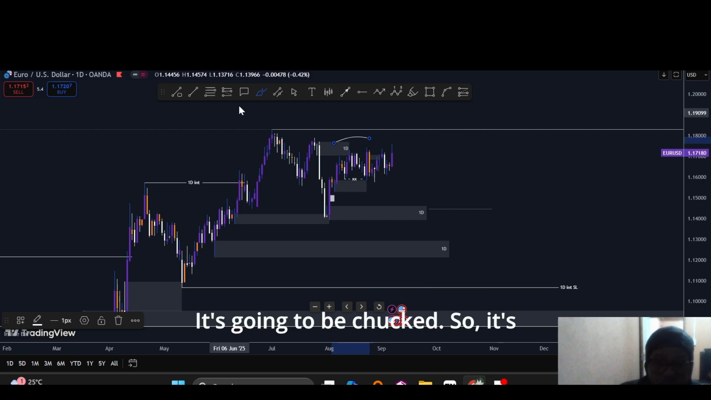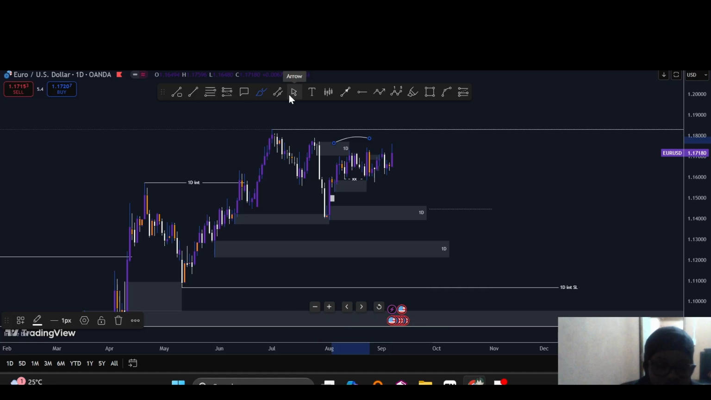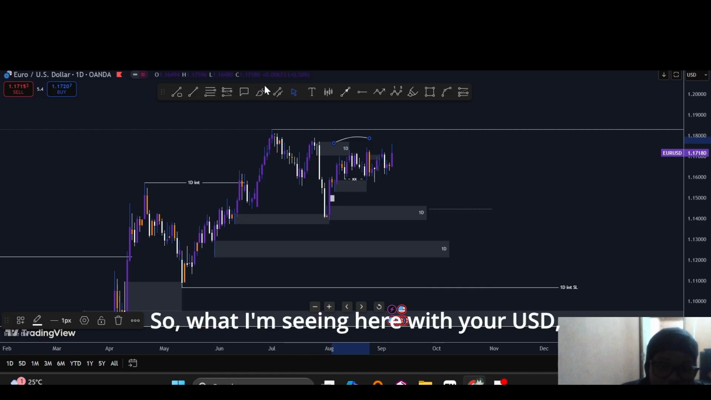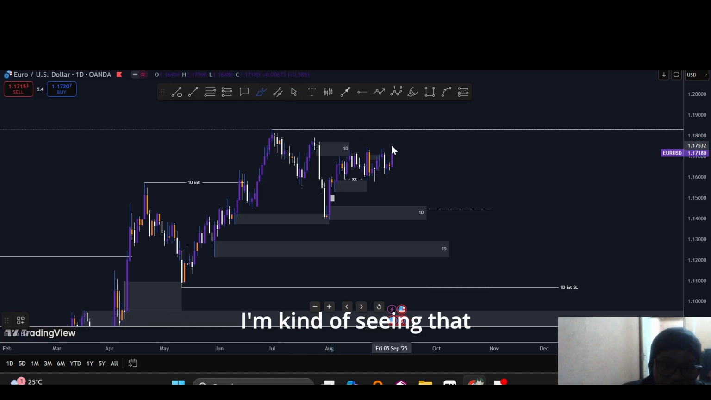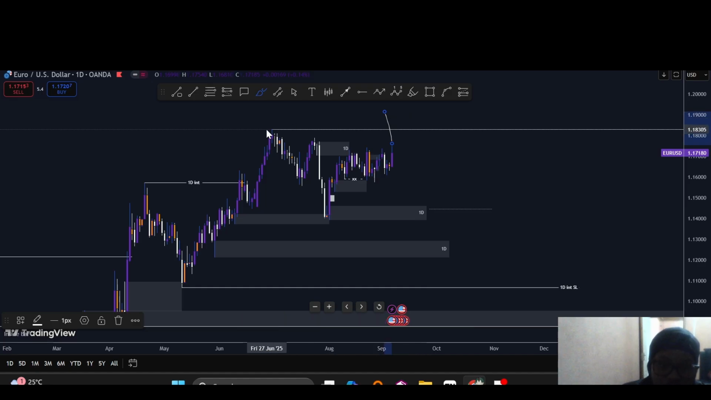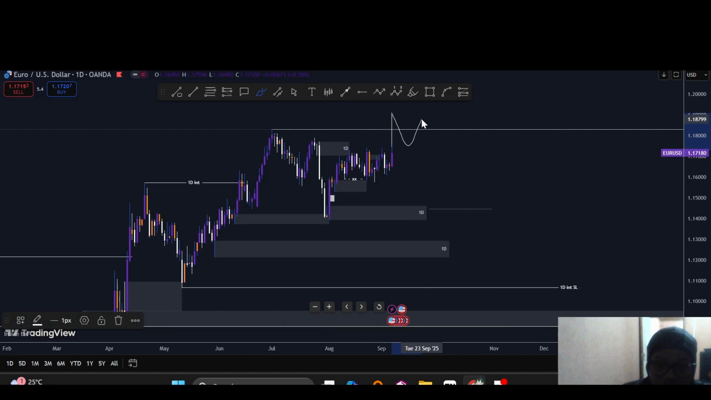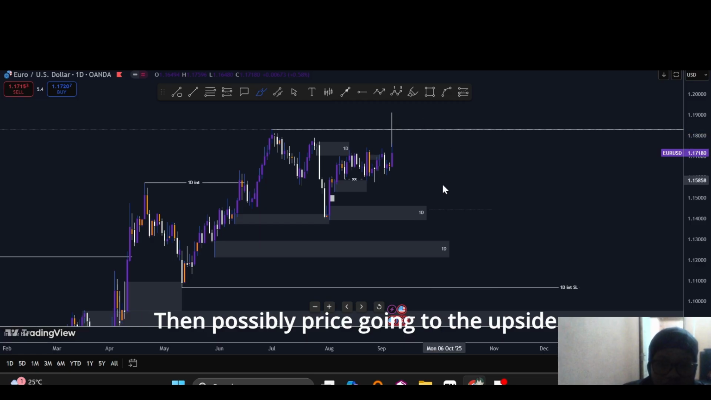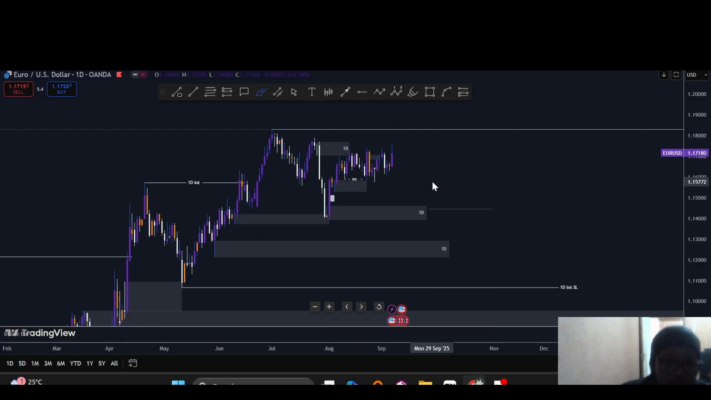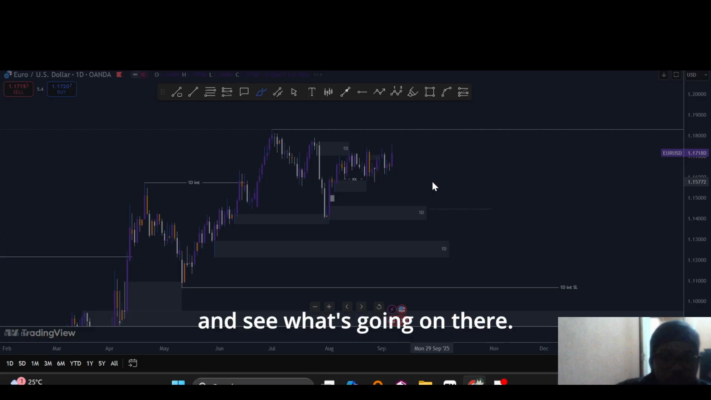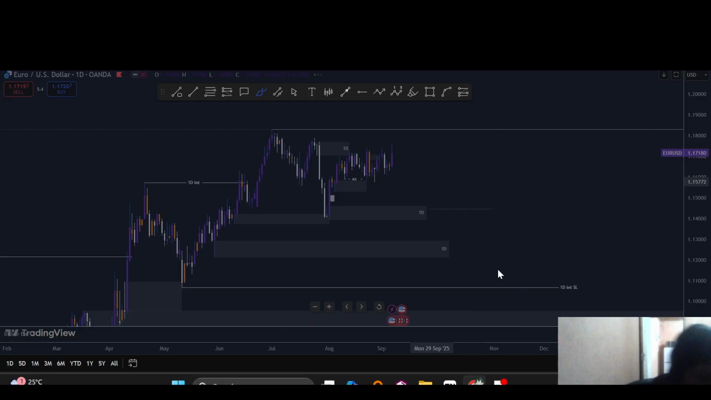It's going to be chopped, so it's going to be run through. So what I'm seeing here with EURUSD is that this low may be broken, maybe this high may be broken. If the high is broken, then price possibly goes to the upside again. So that's what I'm seeing here. So let's go to the 4-hour time frame and see what's going on there.